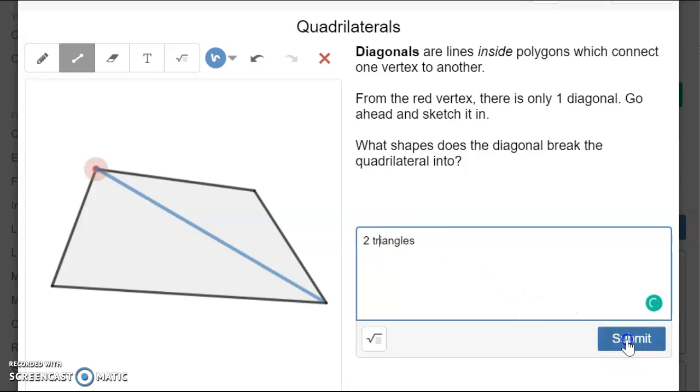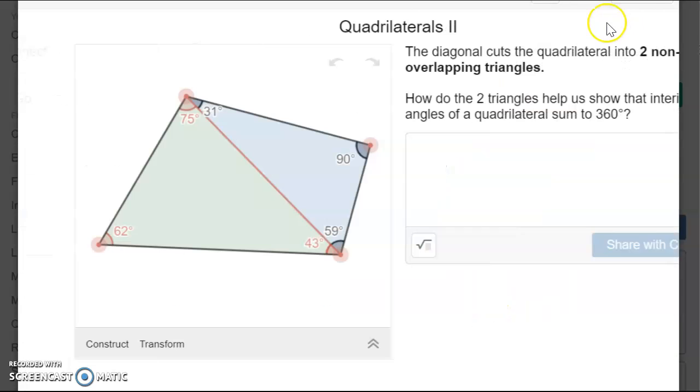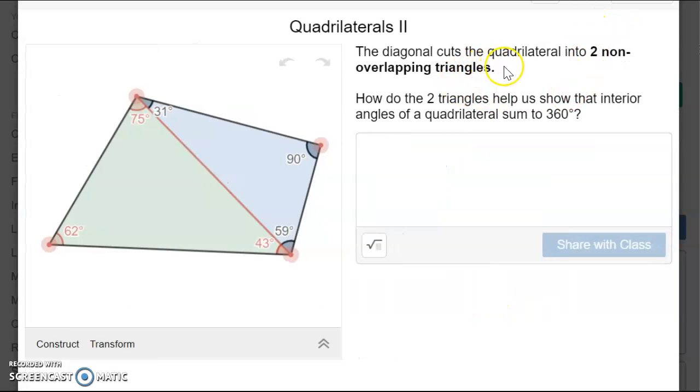Two triangles. The diagonals cut the quadrilateral into two non-overlapping triangles, they are not on top of each other. How do the two triangles help us show that the interior angles of a quadrilateral sum to 360 degrees?